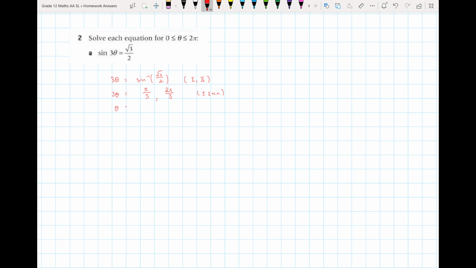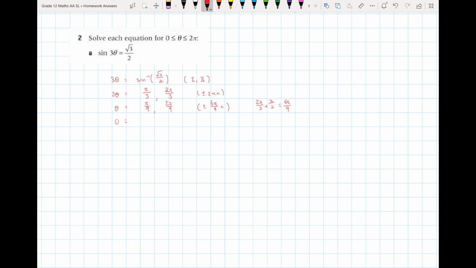So let's divide everything by 3, including this period here. Now, it's not very friendly to actually add something that's over 9 to something that's over 3 as fractions. So what I'm going to do here is replace this as 9 pi, 6 pi over 9, because 2 pi over 3 is 6 pi over 9. So now I can add and subtract with ease.